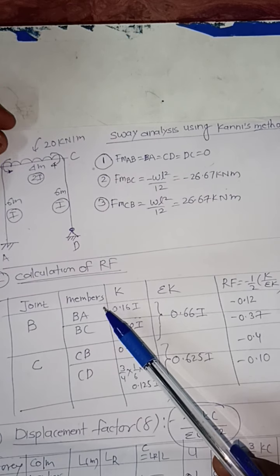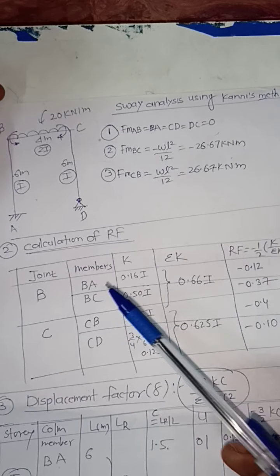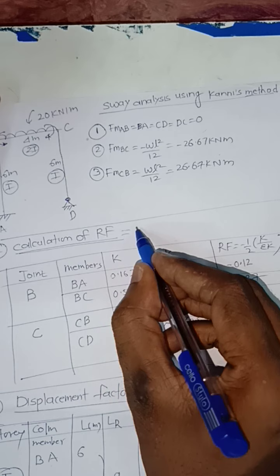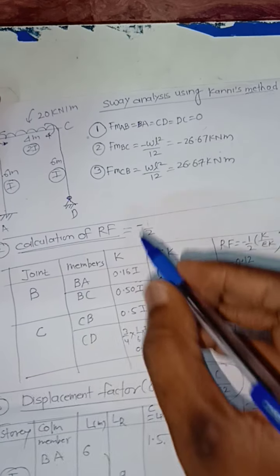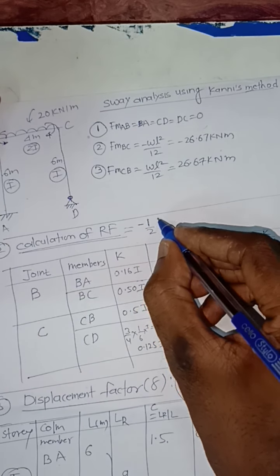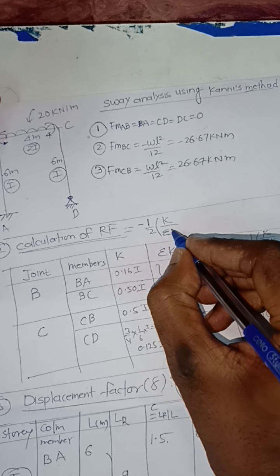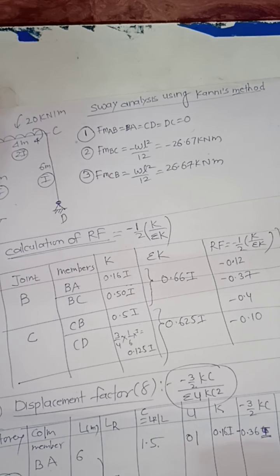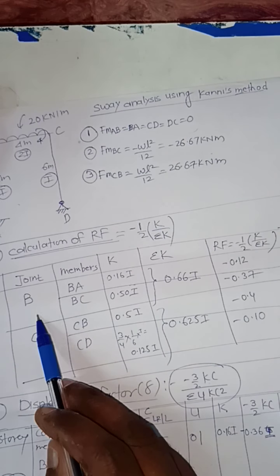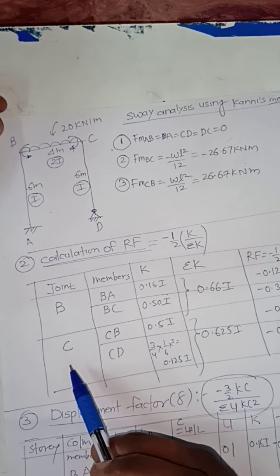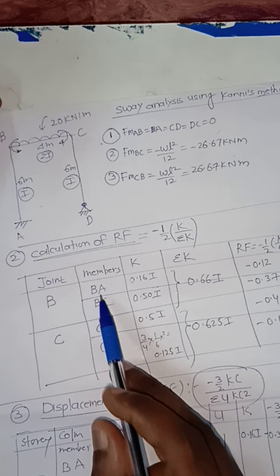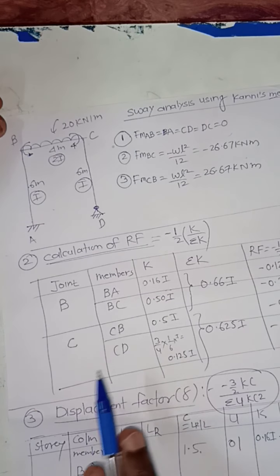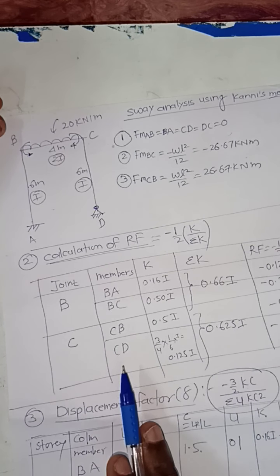Now, the next step is calculation of the rotation factor. The formula for the rotation factor is equal to minus half of k divided by summation of k. For this we have to form a table. Under this, joints B and C are there. The members connected at B are BA and BC. At C, there are CB and CD.